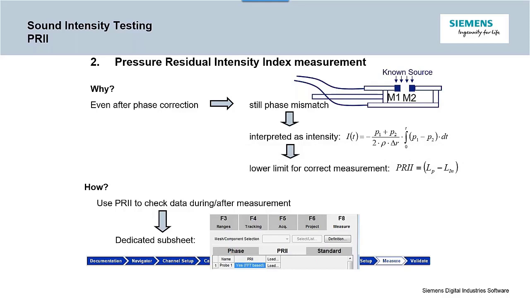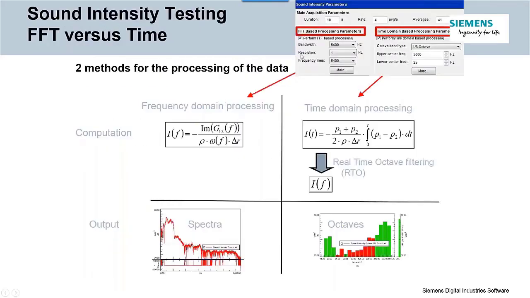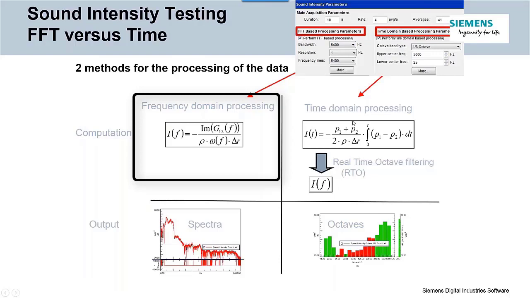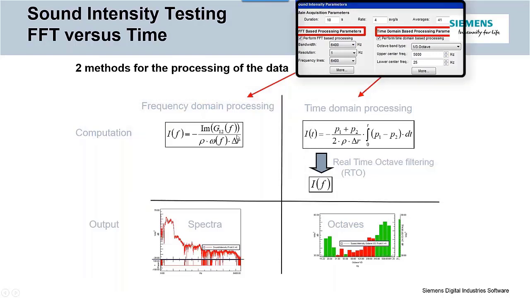And the upper limit is actually the sound pressure that you measure. So during intensity measurement, you want to make sure that your measured intensity is between this lower limit, which is determined by this pressure residual intensity index, and the upper limit, which comes from the sound pressure measurement. You can do the processing FFT based, in the frequency domain, or in the time domain. Both options are available within the TestLab software.